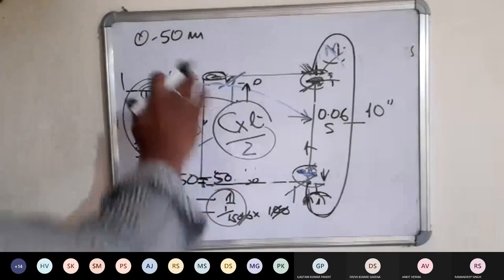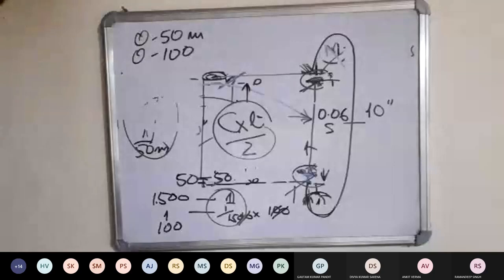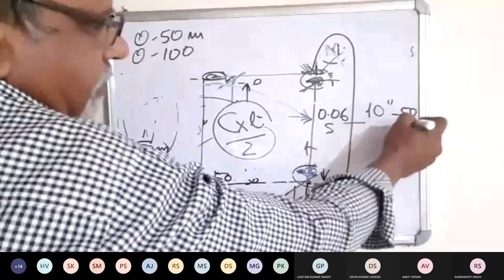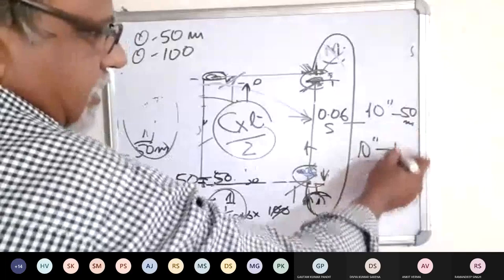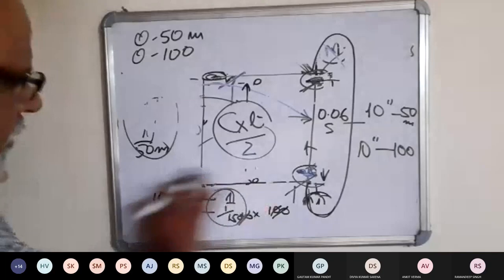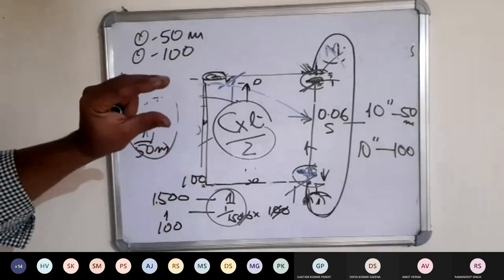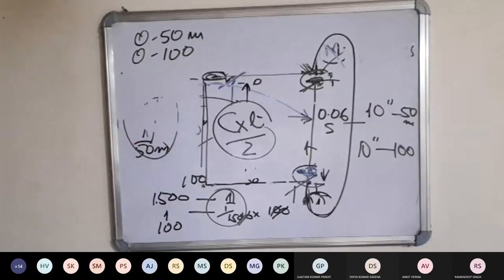Now suppose I am changing the range scale to 0 to 100 meters. That means earlier that 10 inches was 50 meters, now that same 10 inches is 100 meters. Is that okay? Because now it is reading 100 meters here. So 10 inches is equal to 100 meters. Has the scale reduced? Has it become a small scale or a large scale? Large scale.